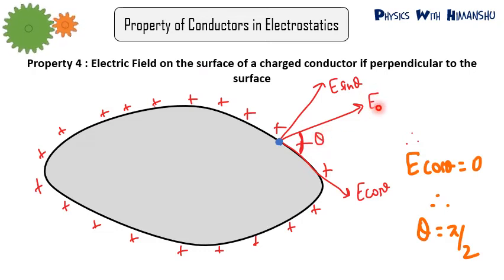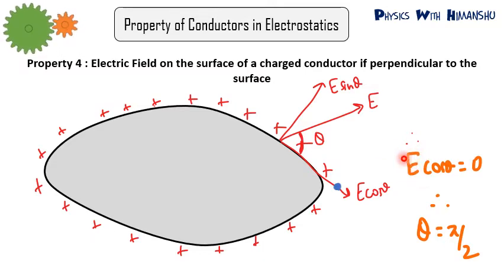So this electric field will have two components, E cos theta and E sin theta. Now suppose this is a small charge, and due to E cos theta, it will move. But in electrostatics, there is no movement of charge. So this component will not be there. So E cos theta will be equal to 0. If E cos theta is 0, then theta will be equal to pi by 2 because E cannot be 0.